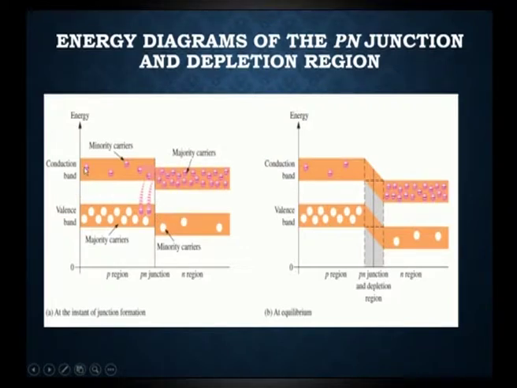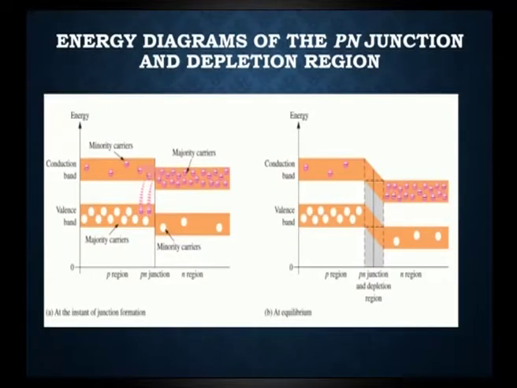For a P type material, the conduction band is here and the valence band will be here. In the P type region, the minority carriers are electrons and the majority carriers are holes, and in the N type region the minority carriers are holes and the majority carriers are electrons. Another thing we need to know is that, due to the potential gradient, electrons always move from a higher potential to a lower potential.